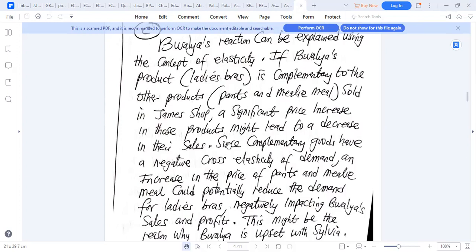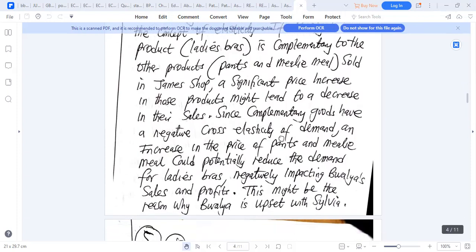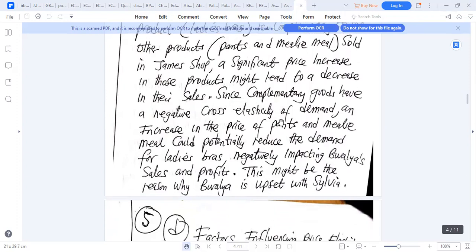Cornflakes. Same with the Christian life. If you have Bible study and praying, these complement each other. So the soul that stops Bible study will eventually stop doing both of them in the near future. That's why it's important to complement these two. So since they're complementary goods and have a negative cross price elasticity, an increase in the price of the pants, an increase in the minimum will potentially reduce the demand in both the pants and also the bras that Walia has brought into the shop. So this is the reason why Walia is upset. Interesting, isn't it? All right.